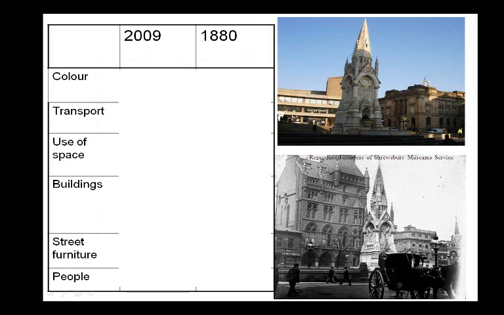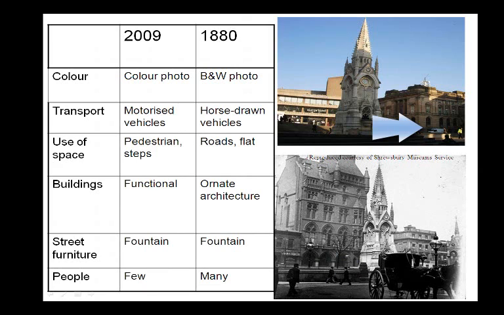So very simply looking at these 2 photos, we've identified when they were taken, one in 2009 and one in 1880. And then we can fill these in. The difference in terms of colour, it's a colour photo in 2009 but black and white in 1880. And that tells us a little bit maybe about the status of technology. If we look at transport, in 2009 we can just see a small white van, whereas in 1880 it wasn't motorised vehicles, it was horse-drawn vehicles.